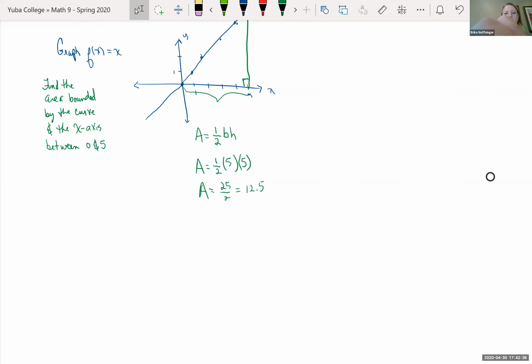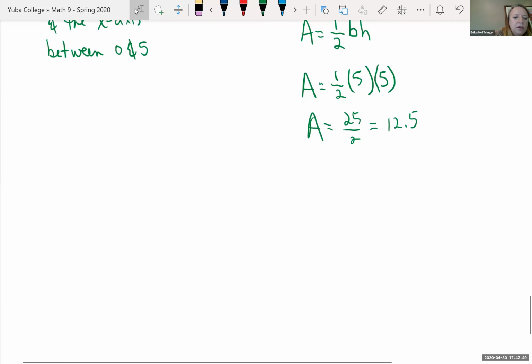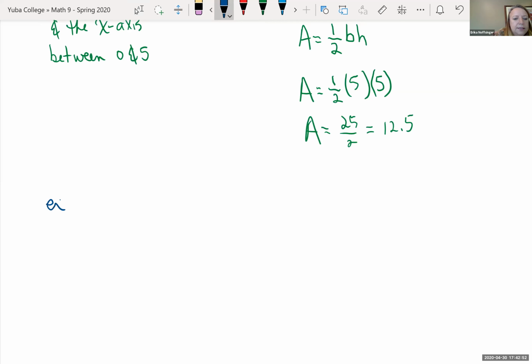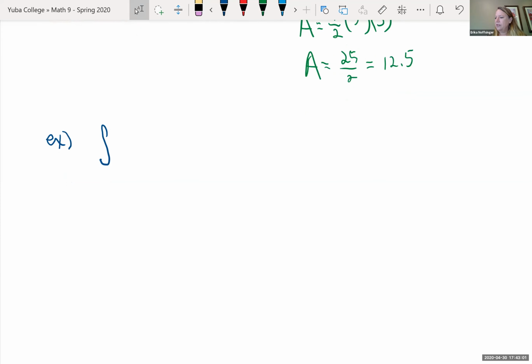Let's look at one more before we take a break. Again, I want to look at one where we already know how we could figure out what the area is without using definite integrals. But let's show it both ways. So what about the integral? Actually, can I do that?